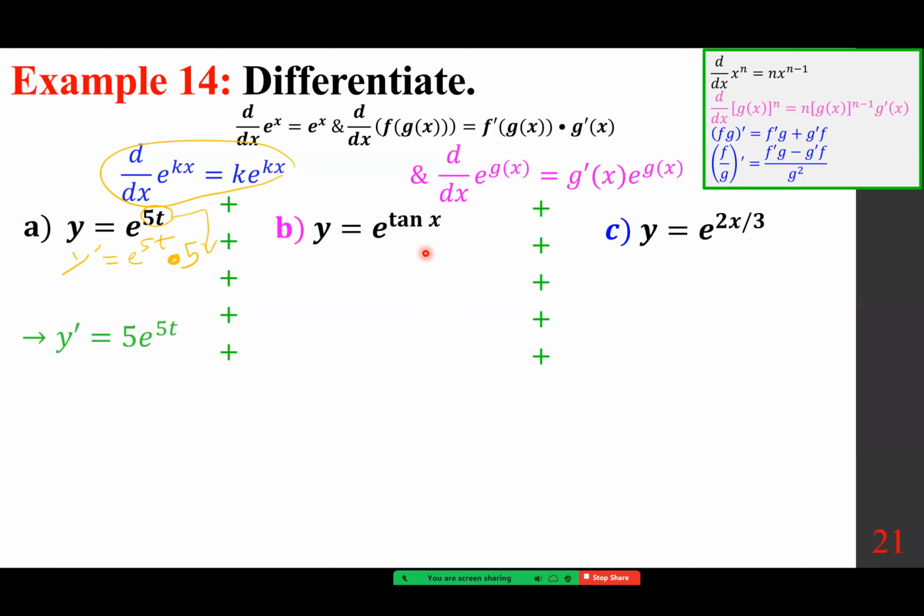This one, the answer is itself, it is an exponential function. But by the chain rule, times the derivative of tan, which is secant squared x. Now, which one you put first really doesn't make that much of a difference. It's probably better to keep it in this format.